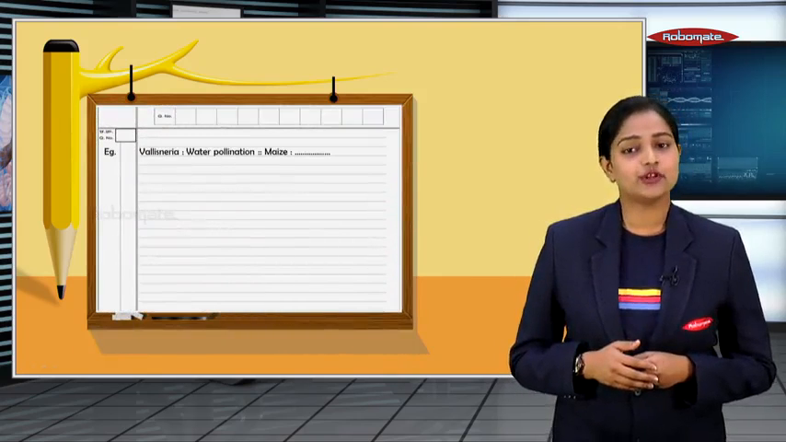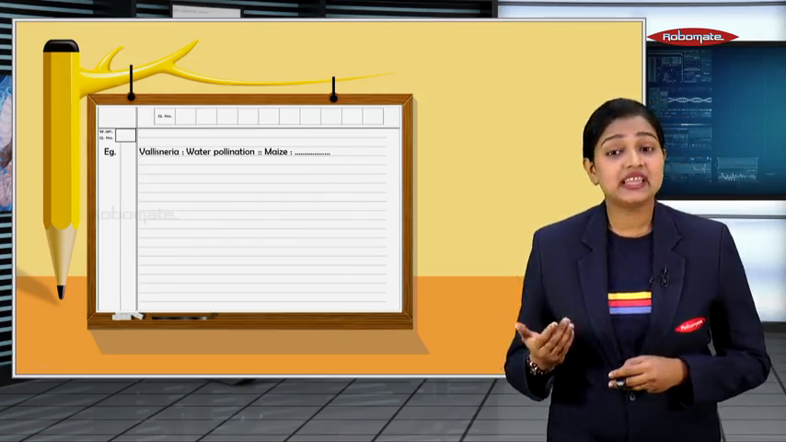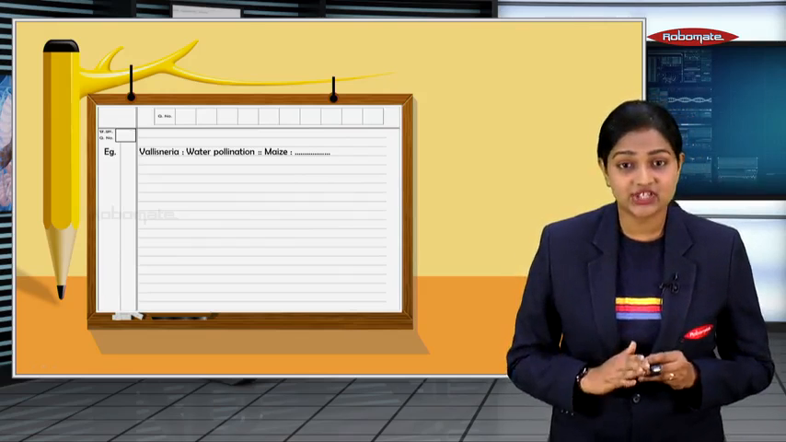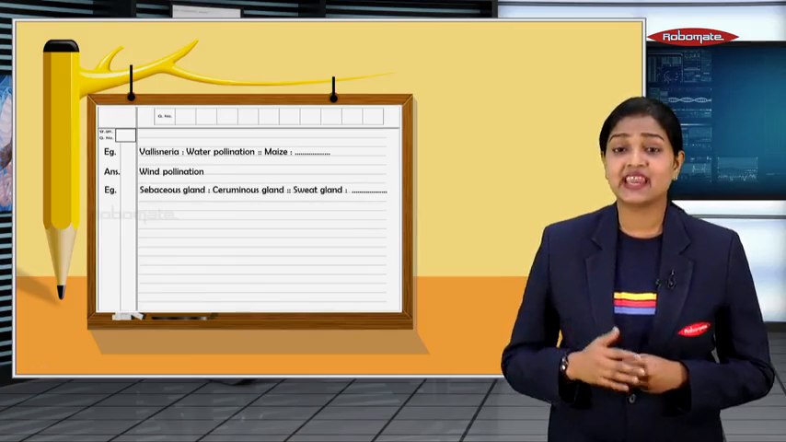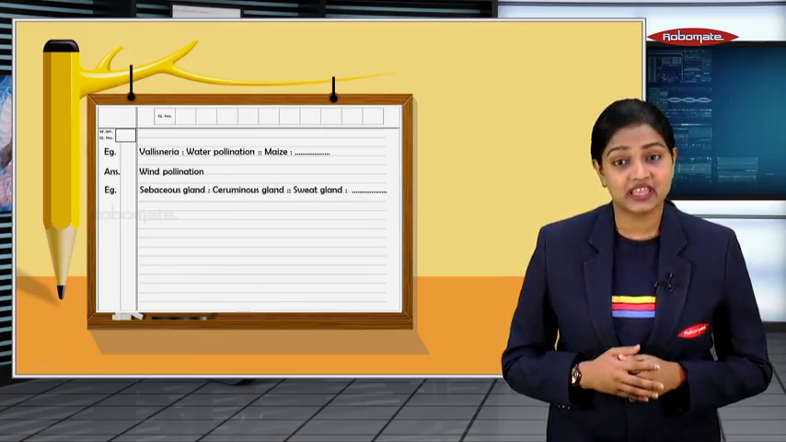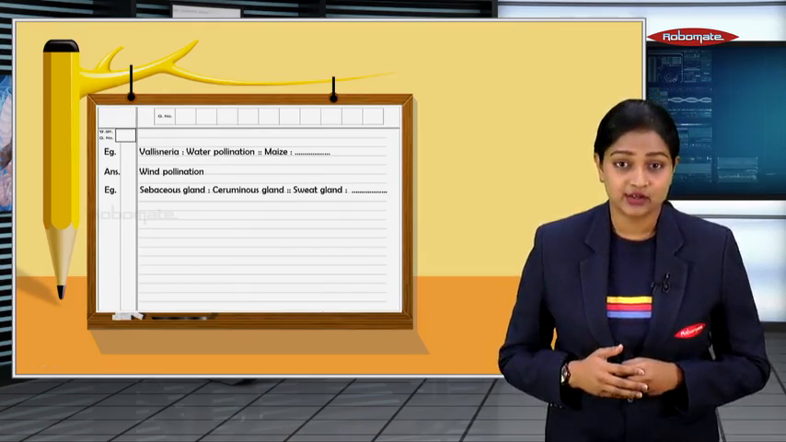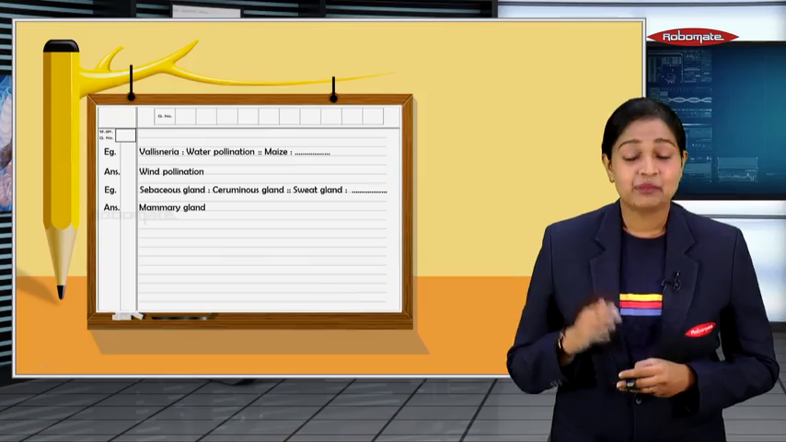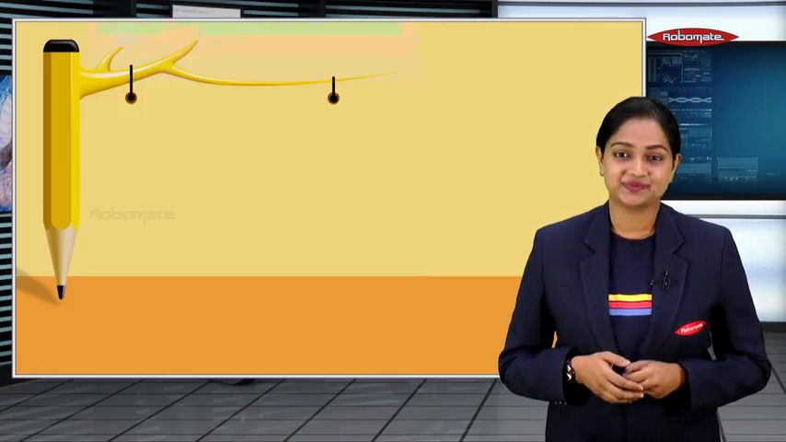Let us see what the answers are for this type of question. Vallisneria is to water pollination. We know that Vallisneria carries out its pollination with the help of water. So maize carries out its pollination with the help of wind. So the answer will be wind pollination. For the second example, sebaceous gland is to ceruminous gland. We know by studying the chapter skin that sebaceous gland has two modifications, one of which is ceruminous gland. So sweat gland also has one modification and that is the mammary glands. Mammary glands are derived from sweat gland. So the answer will be mammary gland.